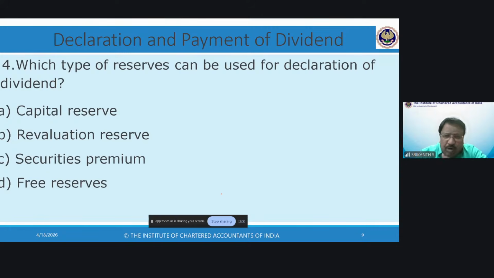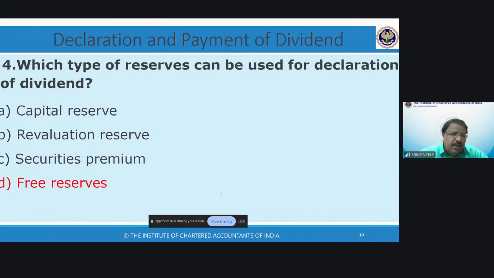Securities premium, right? You can't use it. You know that. Only 5 matters. Dividend is not one. So that leaves us only with free reserves.